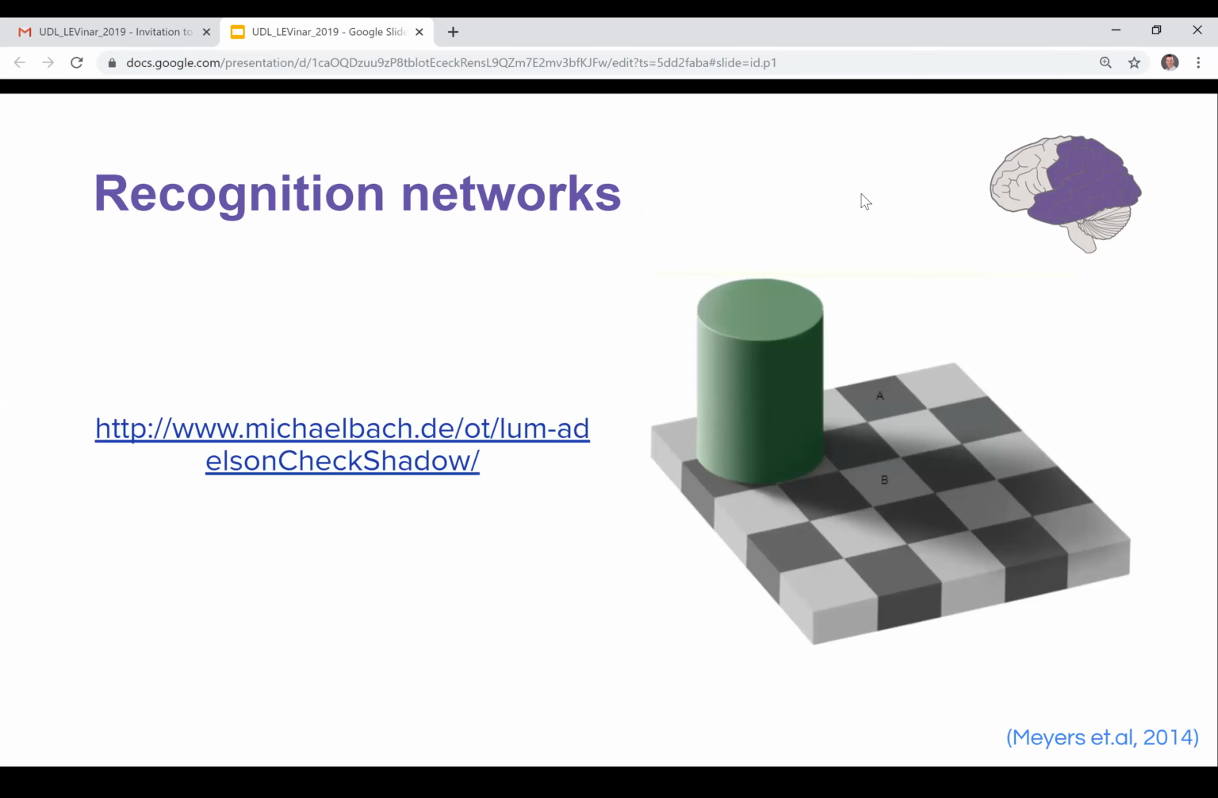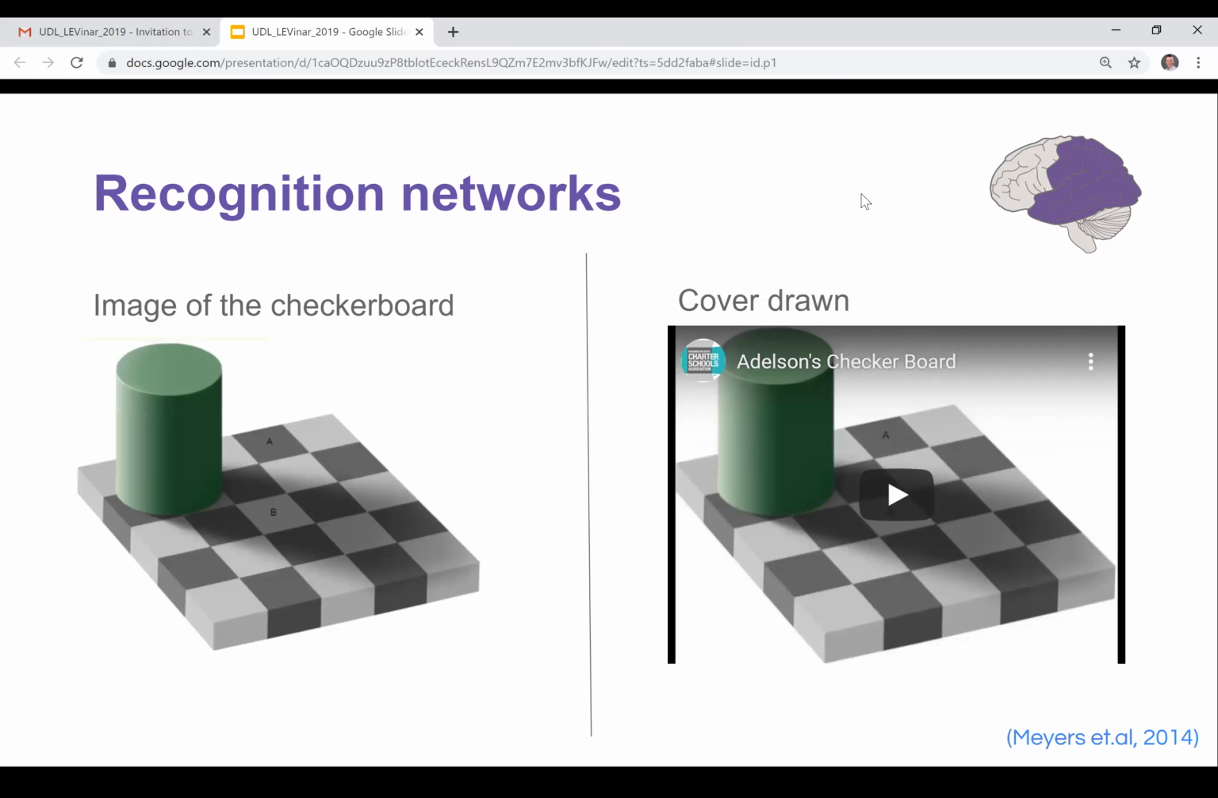So we're going to experience our recognition network at work. Eric, can you describe that image that you see there? Sure. I see a checkerboard and a green cylinder in the upper left-hand corner. Great. And I don't know if you noticed this, but there are two boxes. One has an A and one has a B. I would describe those as having a dark gray and a light gray. Do you see that? Yeah. Okay, great. That's what I see too. So when I draw a cover over it so that all you can see is the A and the B, we'll see what happens.